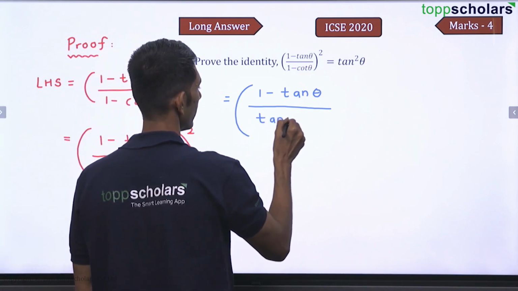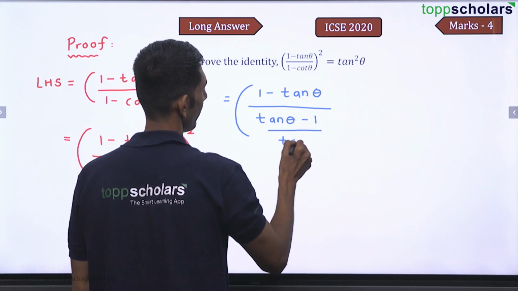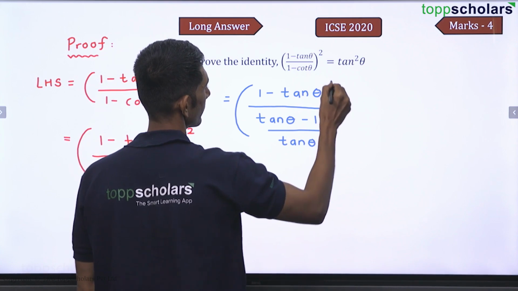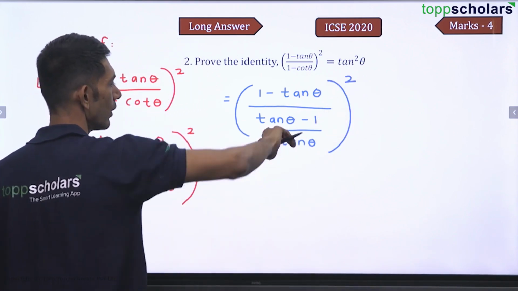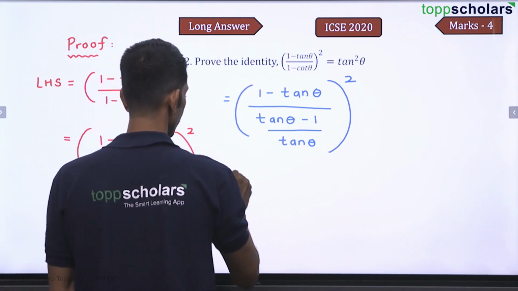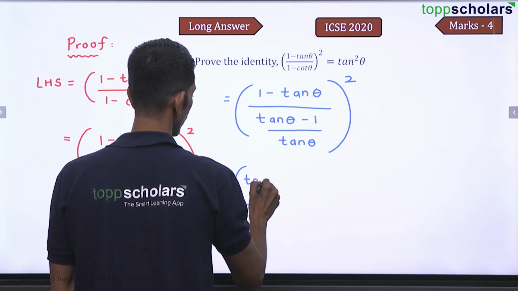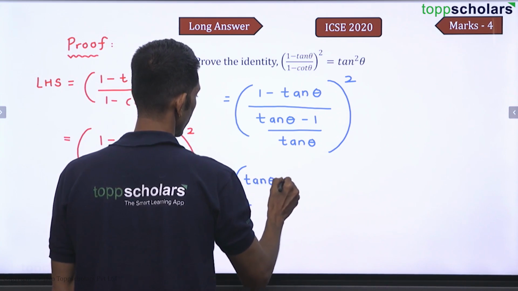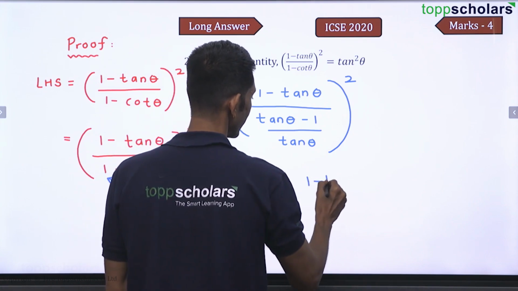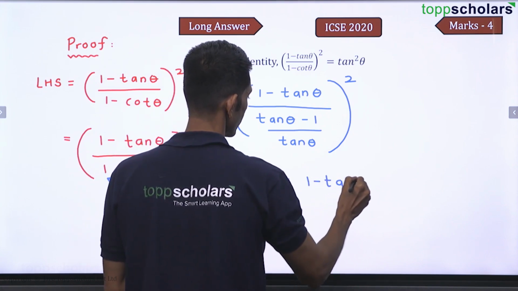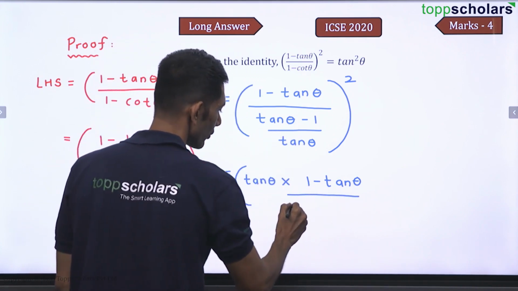tan theta minus 1 by tan theta, the whole square. I hope you are getting this. Now, if I take the reciprocal here, this is equal to, I'll write down tan theta here, it goes above, tan theta goes up into, I have 1 minus tan theta by, this is tan theta minus 1.